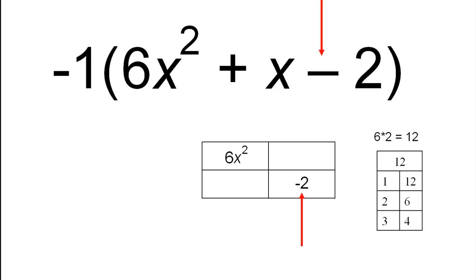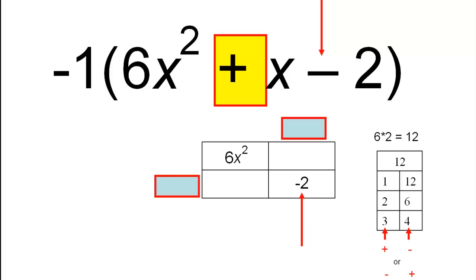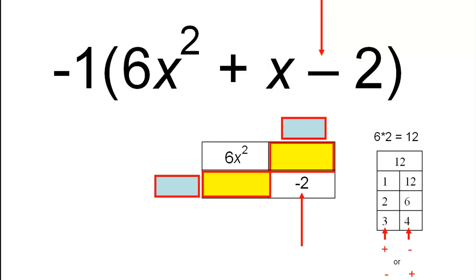Now since the last term here is negative, it means that these two numbers will multiply together to give me that negative 2. So one of those two numbers must be positive and the other must be negative. Question is, which one is which? Well, to figure it out, we look at the middle term. These two numbers have to add up to give me that positive 1.